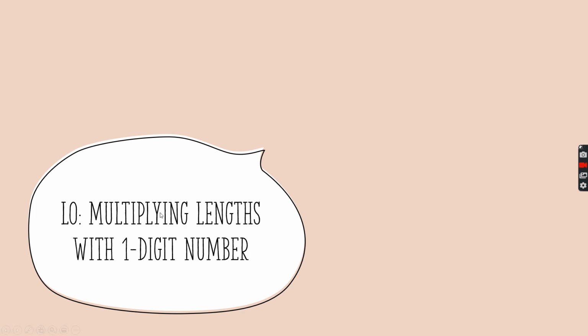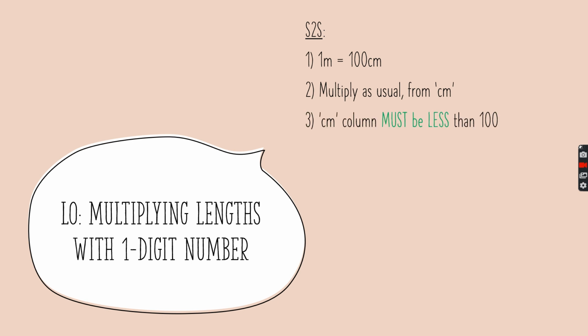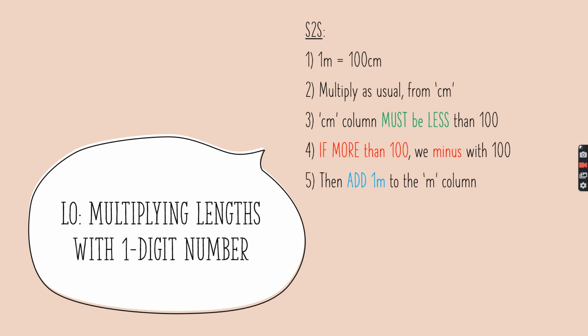So let's recap our learning objective for today. We are multiplying lengths with one digit number, and our S2S started off with knowing and bearing in mind that 1 meter equals to 100 centimeter, and start off from the centimeter column. Centimeter column must be less than 100. What happens if it is more than 100? We need to minus it with 100. And then we're going to add 1 meter to the meter column because we minus it with 100.